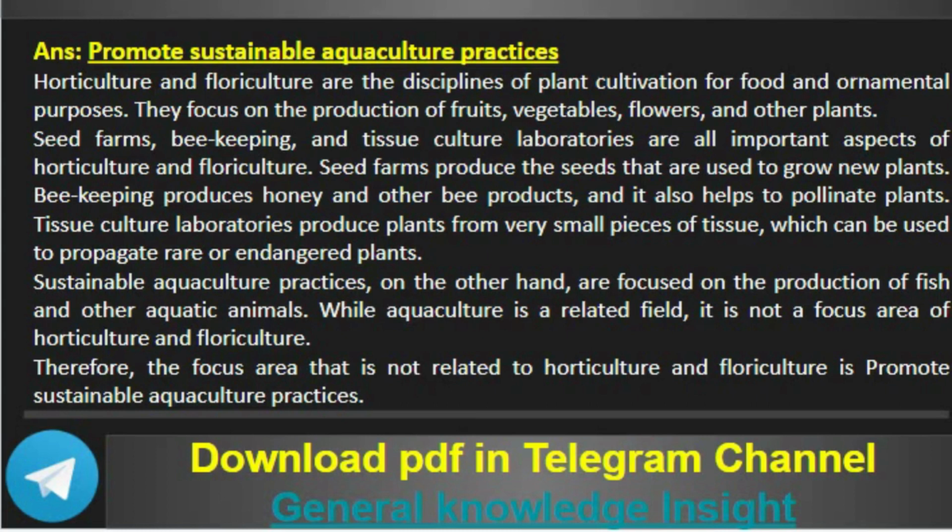Seed farms produce the seeds that are used to grow new plants. Beekeeping produces honey and other bee products, and it also helps to pollinate plants. On the other hand, tissue culture laboratories produce plants from very small pieces of tissue, which can be used to propagate rare or endangered plants. And sustainable agriculture practices, on the other hand, are focused on the production of fish and other aquatic animals. While agriculture is a related field, it is not a focus area of horticulture and floriculture. Therefore, the focus area that is not related to horticulture and floriculture is promote sustainable agriculture practices.